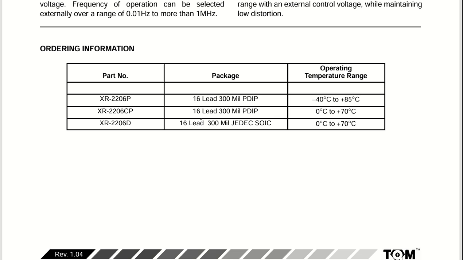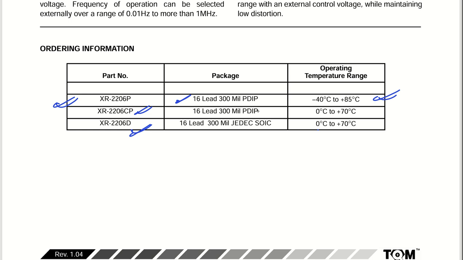There are different packages available for this particular IC, which is the XR2206P, which is going to be 16 lead. Okay, and this can work from minus 40 degrees centigrade to 85 degrees centigrade. So this is the highest range that is available. If you go ahead with a little bit lower one, then you have to choose CP, and with D it is also 0 to 70 degrees centigrade. Okay, so this D is the SOIC package and this CP is the PDIP package.